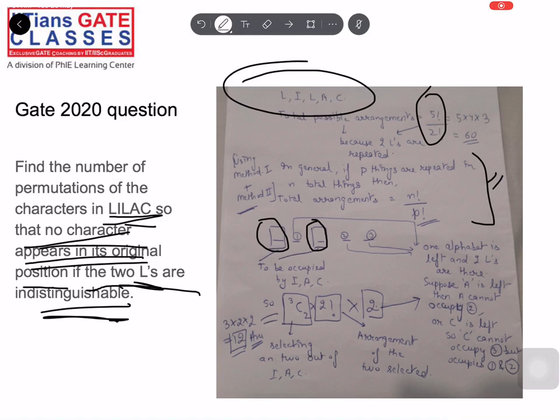Now I have two positions and I have three variables, right? I need to place two of these three variables. That can be done in 3C2 ways. So out of these three, I have selected two which I need to place, and again, after selection, arrangement also, right? So 3C2 into 2 factorial. This is the arrangement for whatever two we have selected.